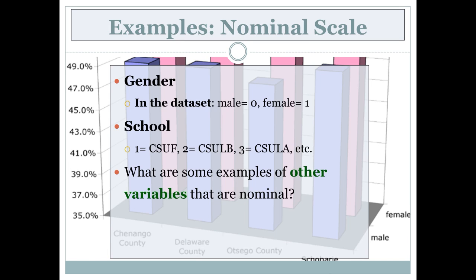Here are some more examples of nominal variables. We talked about gender already, but you could also have a variable that asks participants which CSU school they go to. And you have the following preset categories in SPSS. So CSUF can be number 1, CSU Long Beach can be number 2, CSU LA can be number 3, and so on and so forth.